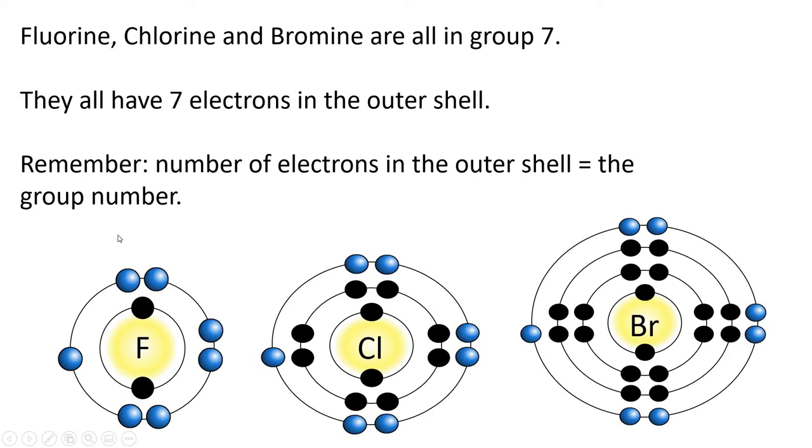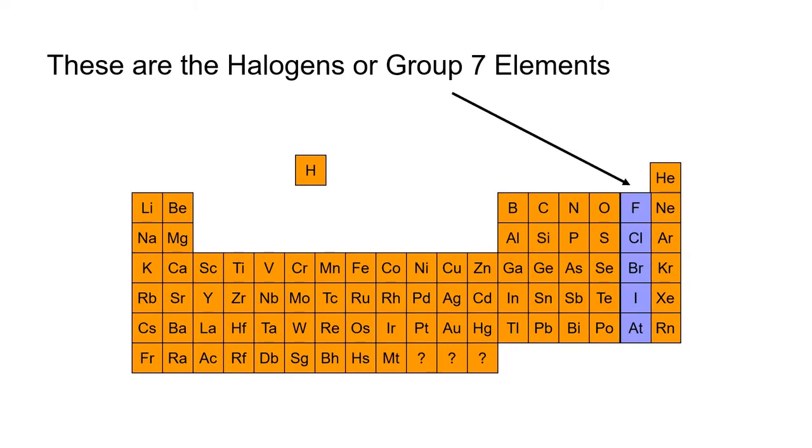You notice the thing that's the same is that they all have 7 electrons in their outer shell, and they're all in group 7. Remembering back to last lesson and the lesson before, the number of electrons in an atom's outer shell is the same as the group number that it's in. So these are all group 7, they'll all have 7 electrons in the outer shell. Here's group 7, it's on the right hand side of the periodic table, meaning that they are all non-metals.